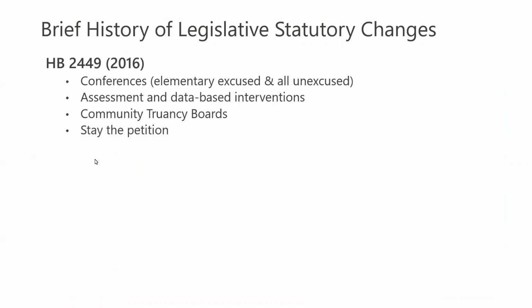So I wanted to give you just a brief history of some of the legislative or statutory changes. Back in 2016, you might remember that these interventions that I just laid out first were put into statute. So things like the conferences, assessment, and data-based interventions. It was the first time community truancy boards were required by law, and the stay of the petition. Those were all new back in 2016. In 2017, there were a few minor tweaks to the thresholds and some of that language, but substantively it didn't change too much.